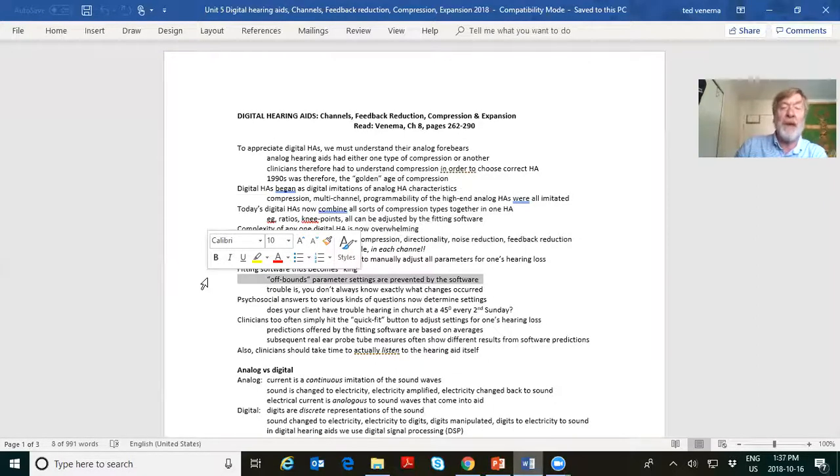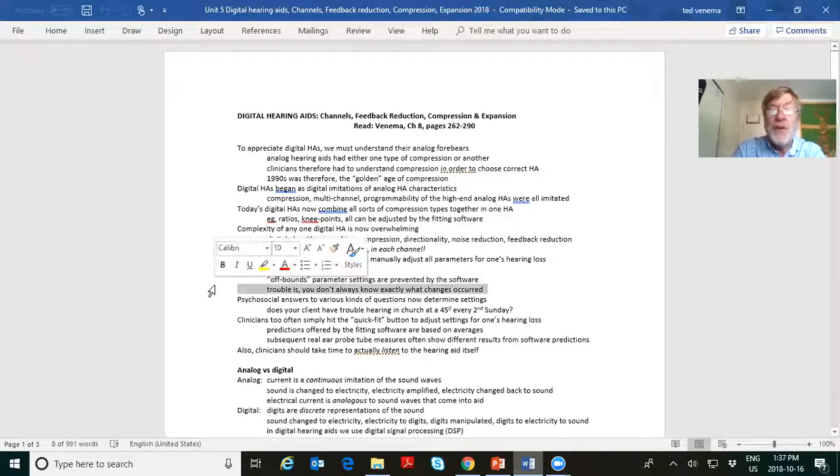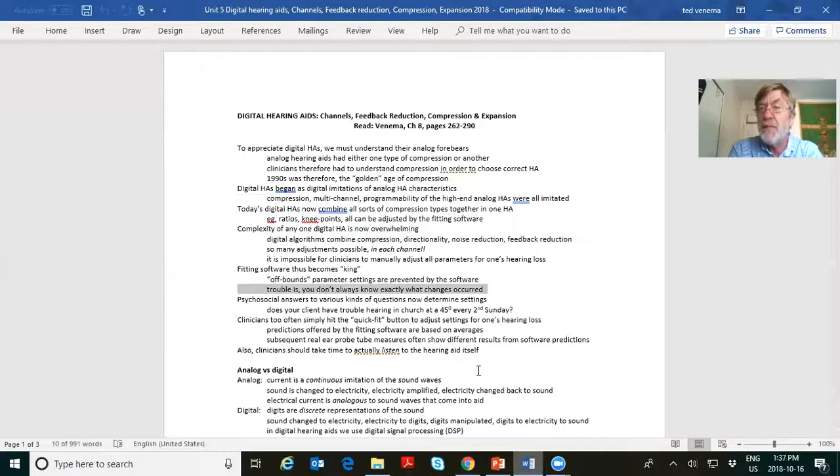The trouble with the software is that you don't always know exactly what changes occurred. Psychosocial answers to various kinds of questions now determine the settings. For example, and I write this in my textbook too, on purpose just to be funny: does your client have trouble hearing in church at a 45-degree angle every second Sunday? If so, hit this button. And then something happens, but you don't really know what it did. Clinicians all too often simply hit the quick fit button to adjust settings for anyone's hearing loss.